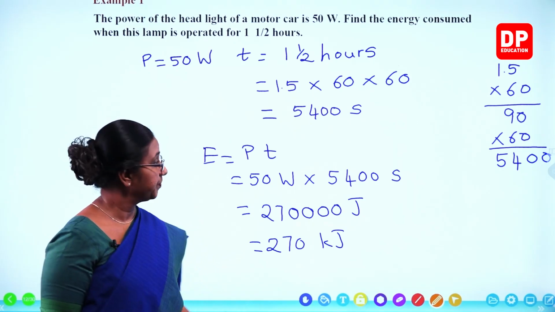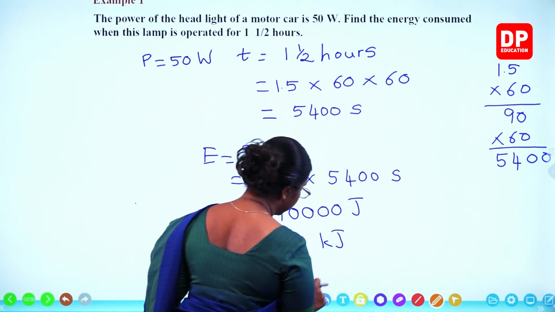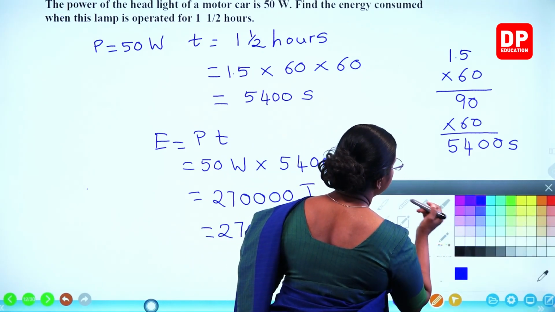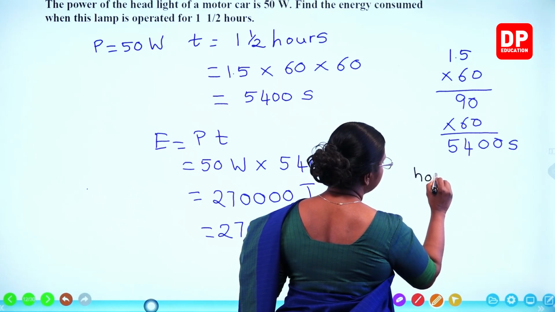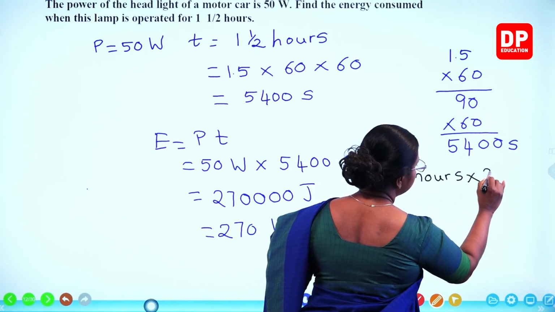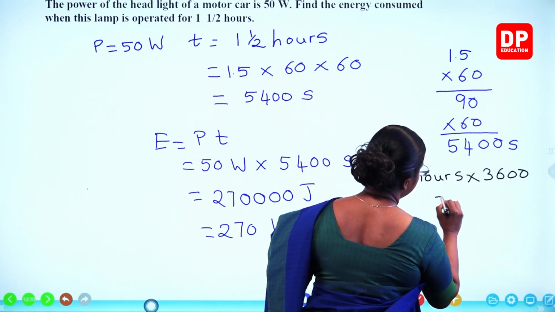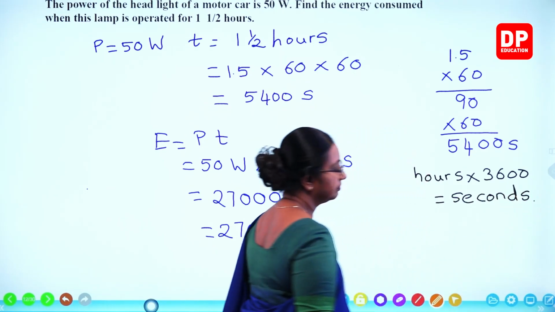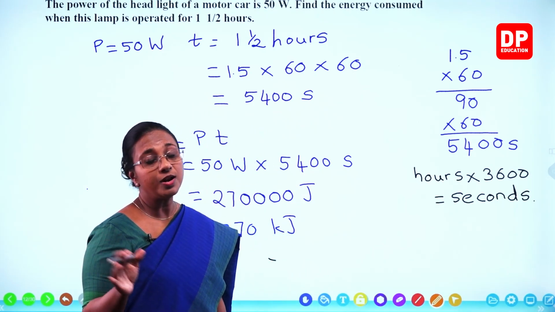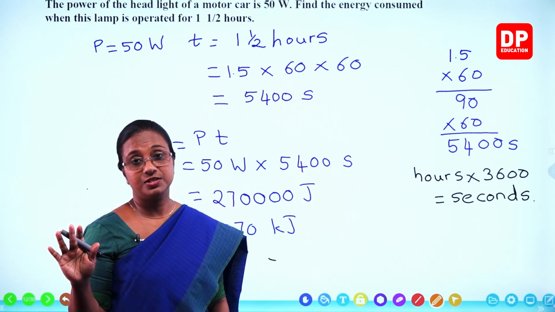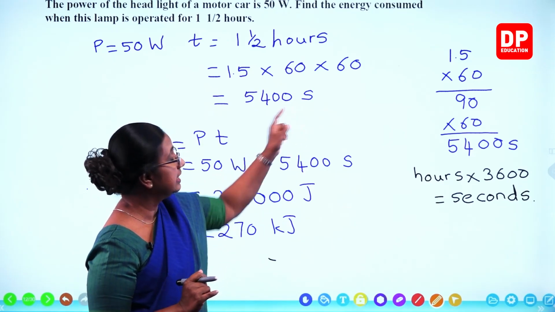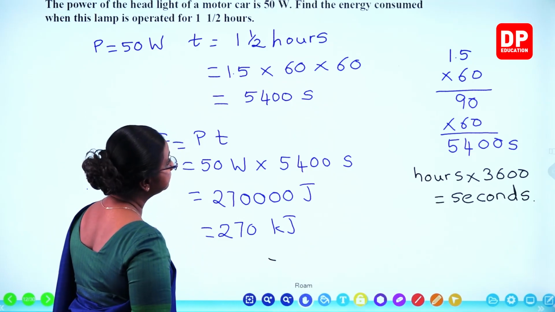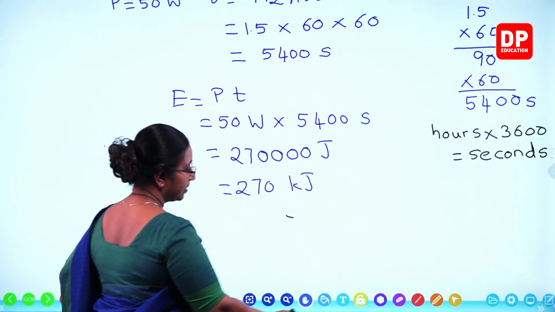That is also correct. Some of you remember it that way: hours into 3,600 equals seconds. That is also fine. Whatever is convenient for you, but you have to do the conversion. Time has to be in seconds. Then you use the equation here.